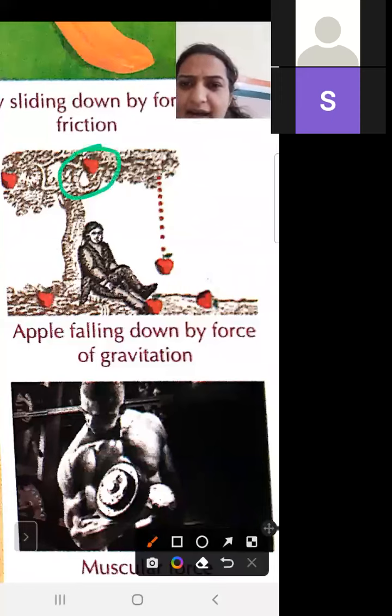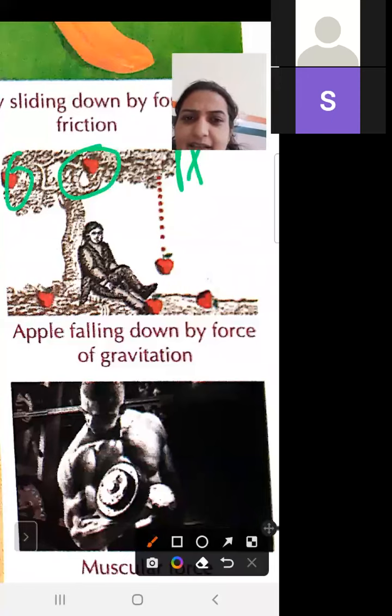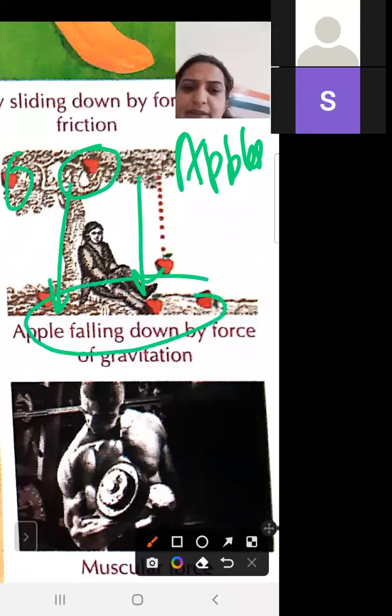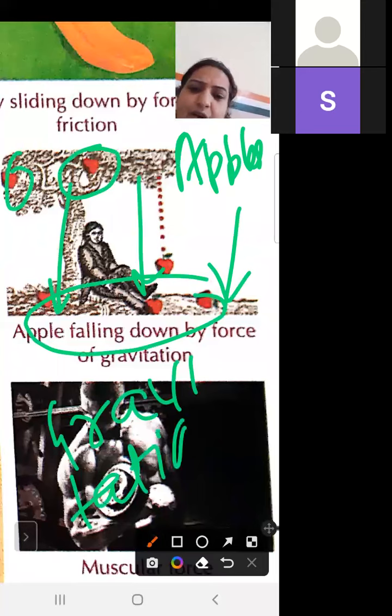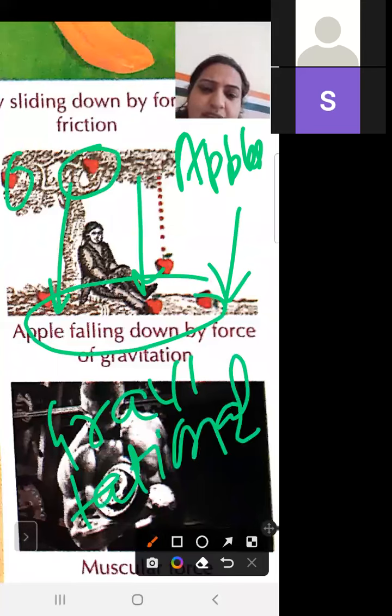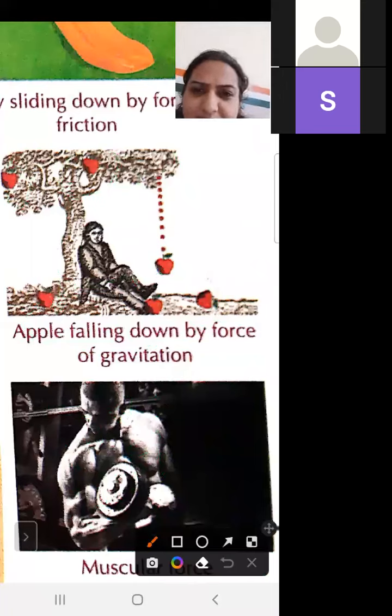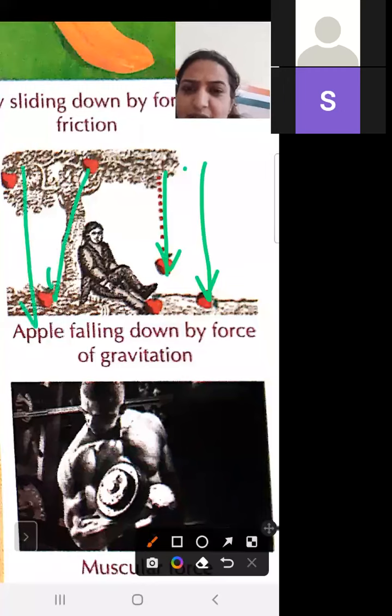Suppose these are apples. ये जो apples हैं, और ये apple क्यों fall कर रहे हैं? ये नीचे क्यों fall कर रहे हैं? क्योंकि जो earth है, वो सारी चीजों को अपनी तरफ खींच रही है. और किस force से खींच रही है? This is due to gravitational force. ये न्यूटन ने लॉ दिया था. The scientist Newton discovered gravitational force. So these apples are falling down due to gravitational force.